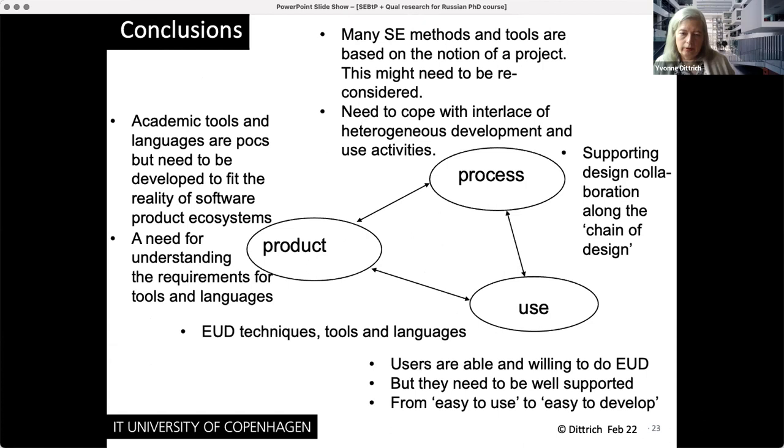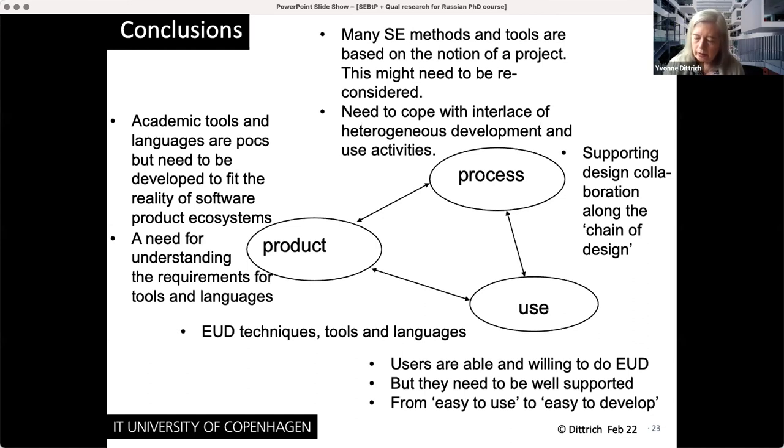So in the conclusions here, that is also where it affects methods and tools. Academic tools and languages are often proofs of concept, but they need to develop to fit the reality of software product ecosystems. If you think about, for example, formal verification, how can we make these methods fit with continuous evolution? Can we have software that is 50% verified?